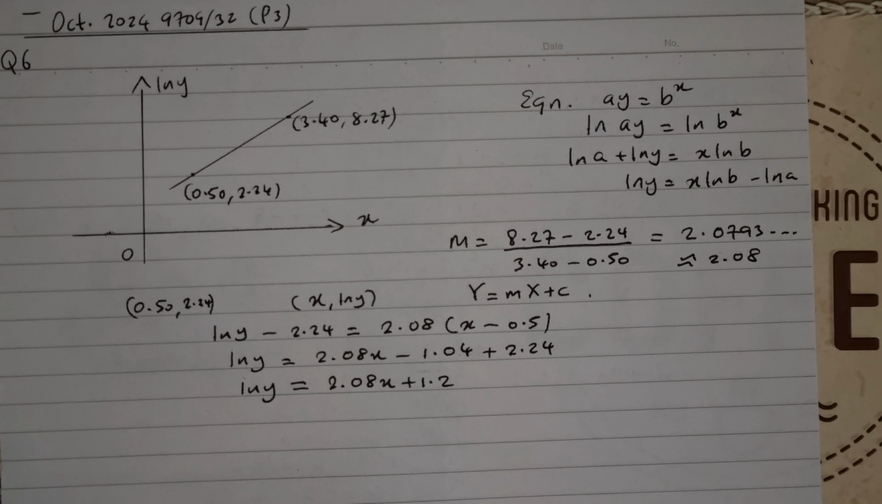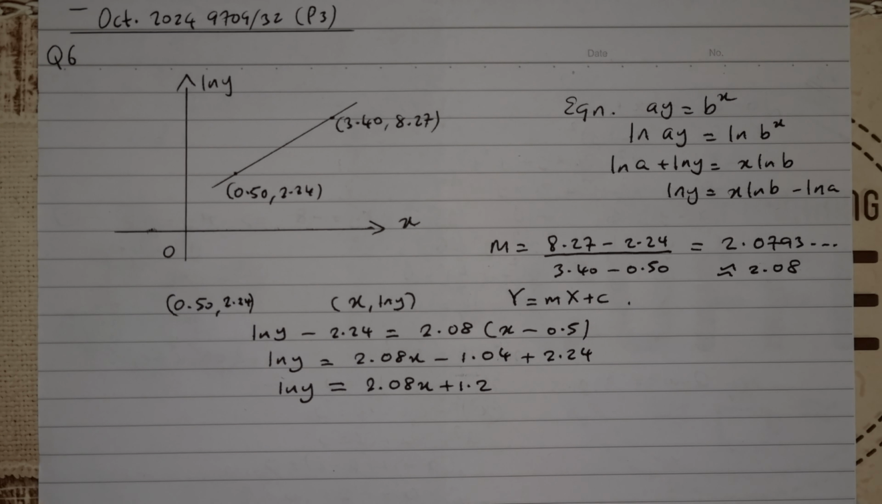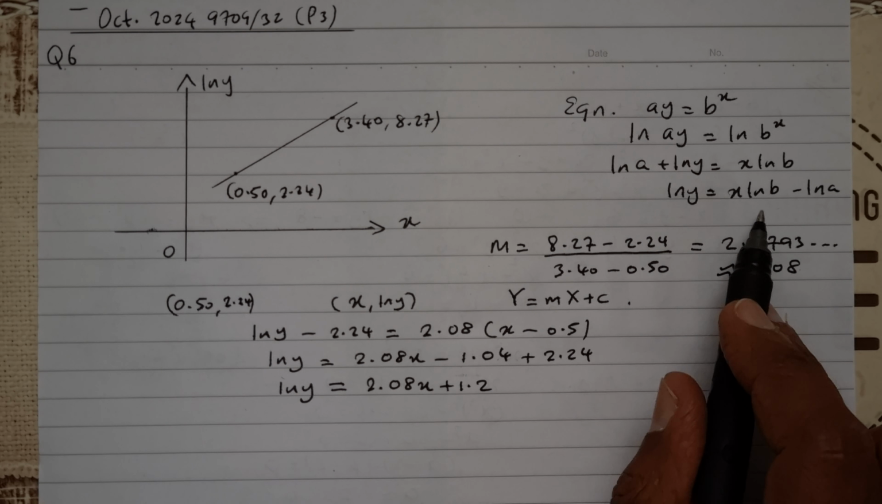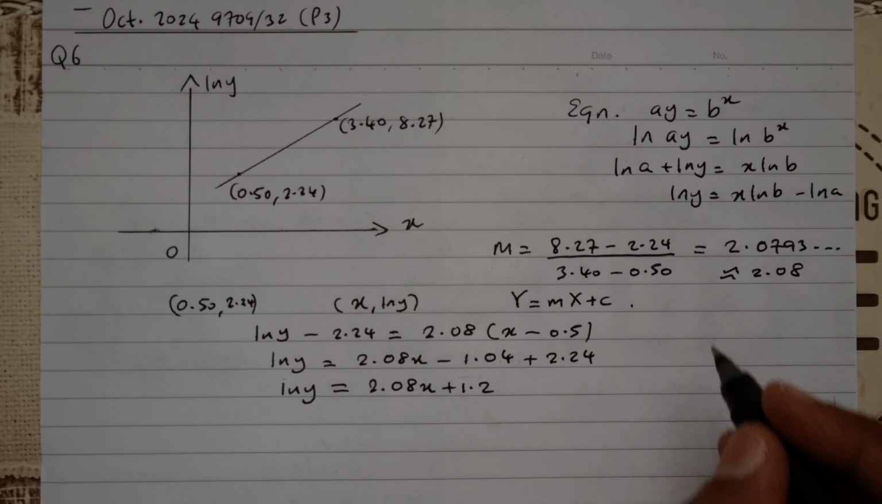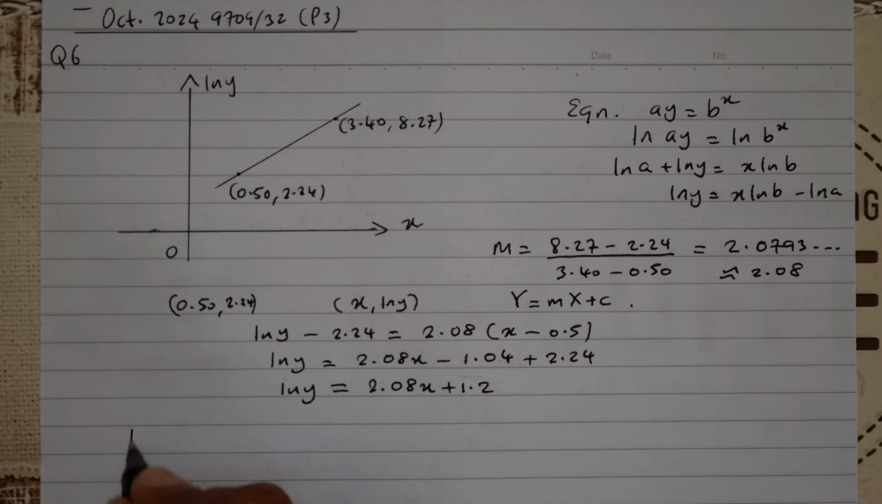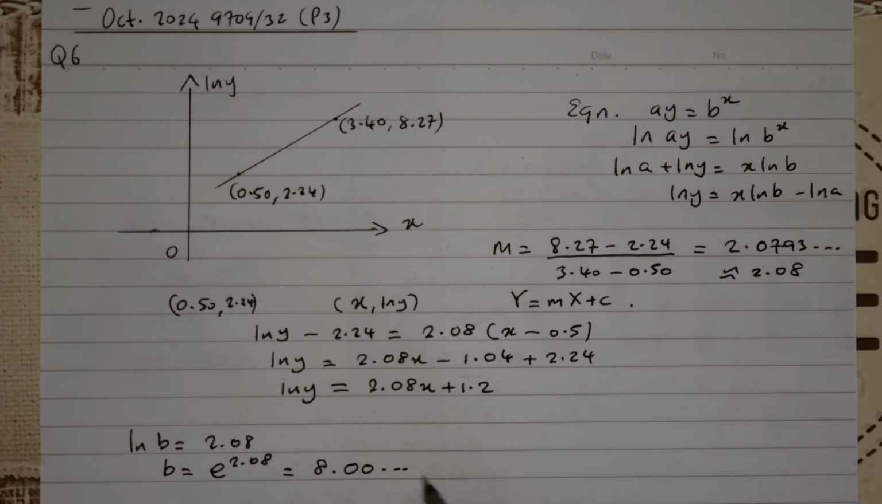Right, so move this a little bit up here, and then let us see, we can compare now this with that. So I've got the x, which is 2.08. The coefficient of x is ln b, and that is the gradient. So I can say then ln b is equal to 2.08. And so if we apply exponentials on both sides, I'm going to get e to the 2.08, which comes down to 8.00 and something. And because we're told to give the answer to one significant figure, I'm going to say 8. So the value of b turns out to be 8.